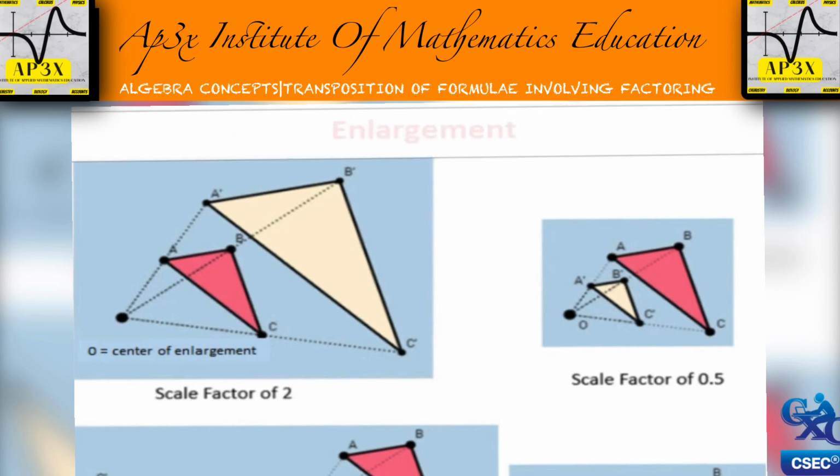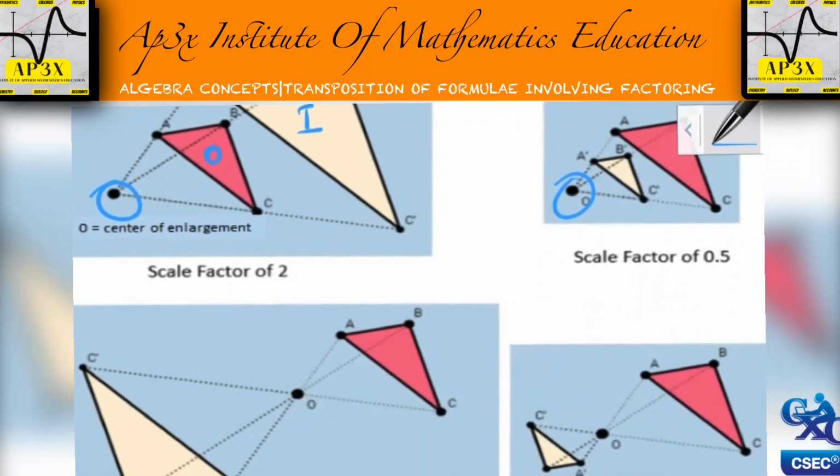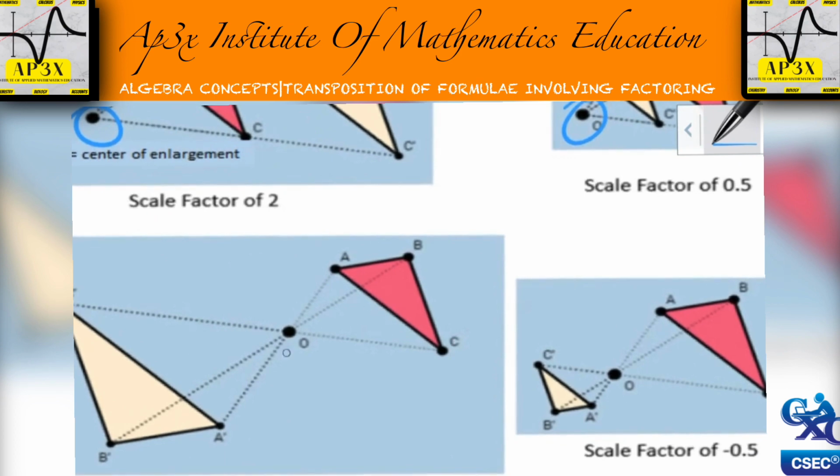So what I mean by center of enlargement is that the object is being enlarged from this position here, and it is also being enlarged from this position here. Notice that both object and image are on the same side of the center of enlargement. Same here, reduction, positive number, they're on the same side of the center of enlargement. Now you realize that the center of enlargement then ends up between the object and the image.